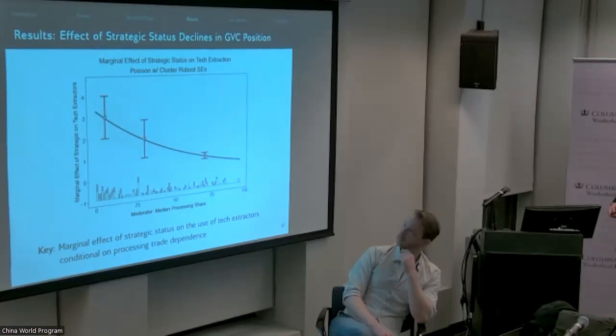All right, so here we see the marginal effect of going from not strategic to strategic on the use of these tools across different levels of processing trade dependence. That's what's on the x-axis.